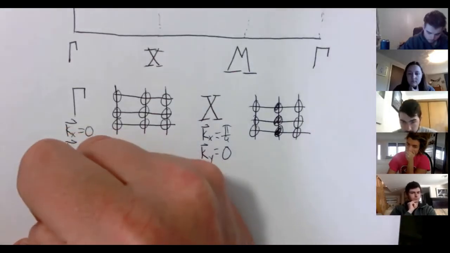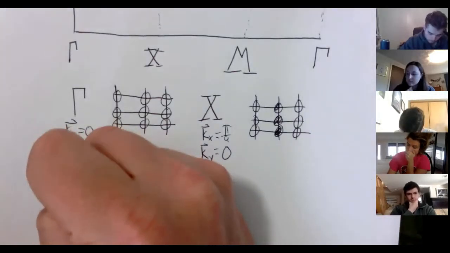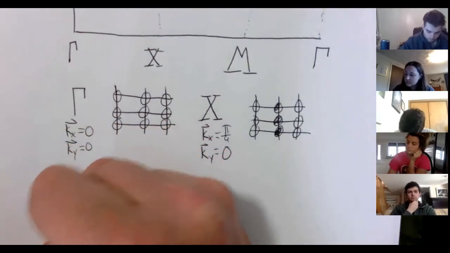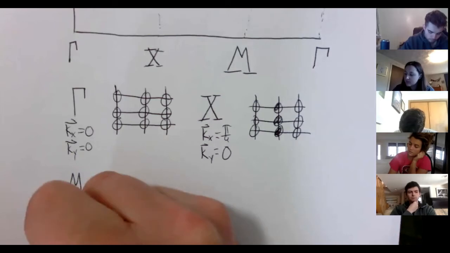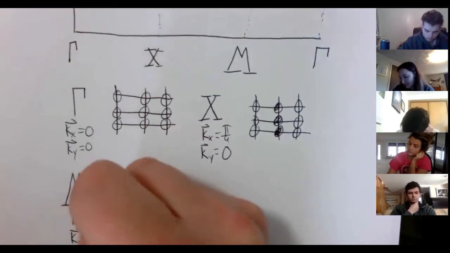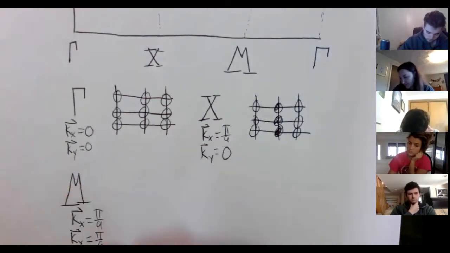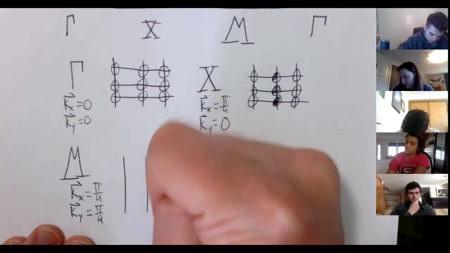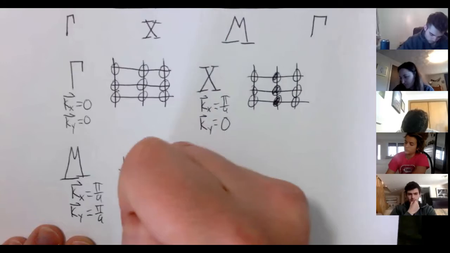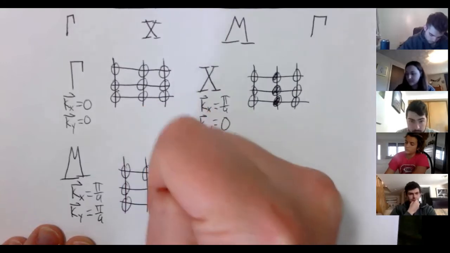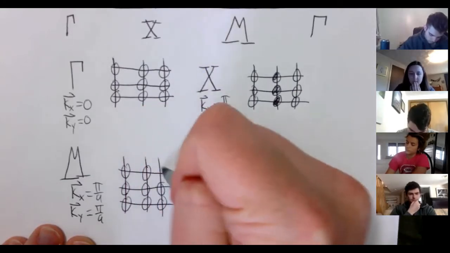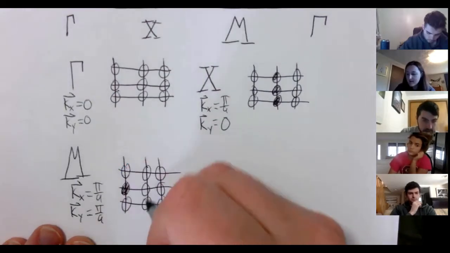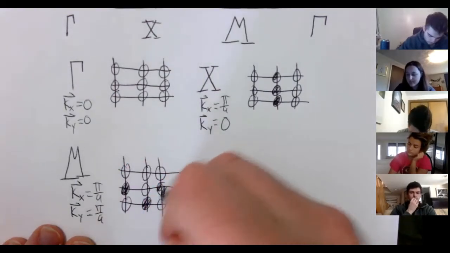And then we have M. What's kx equal to and what's ky equal to? Pi over a and pi over a. Yep. So what does that block function look like? They're all out of phase. Yeah. So if I color in this, you're like a diamond. Yeah, I like a diamond.